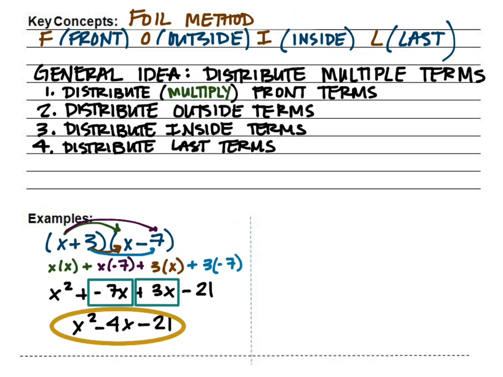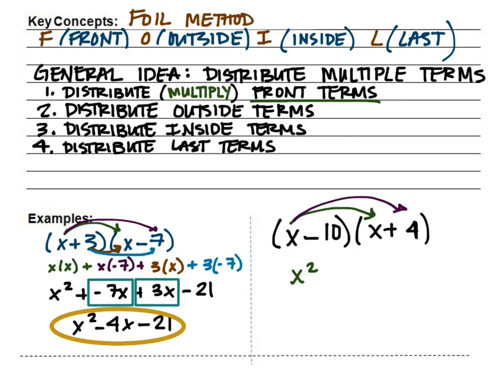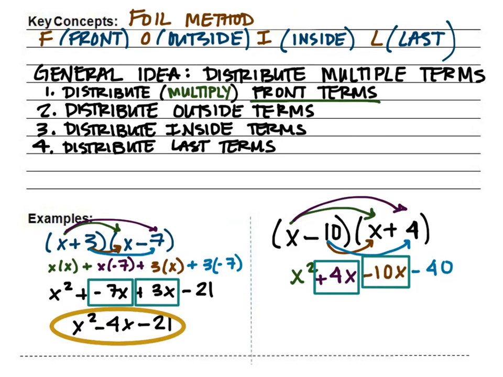Okay, so let's take another look at an example. So working with those front terms, I have x times x, which is going to give me x squared, and x times 4, which should give me a positive 4x. Then I'll take the negative 10 and multiply by x, giving me negative 10x, and negative 10 times 4 to give myself negative 40. I can combine the 4x and the negative 10x.